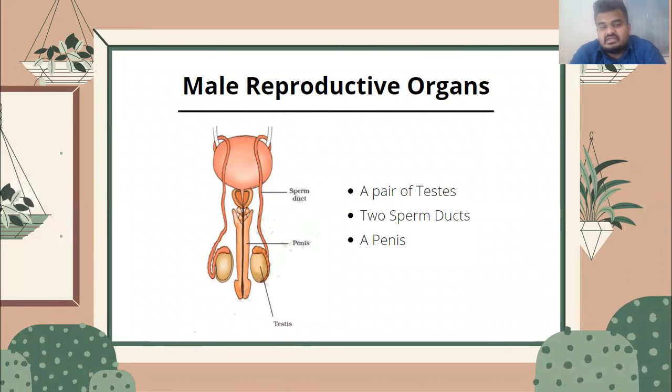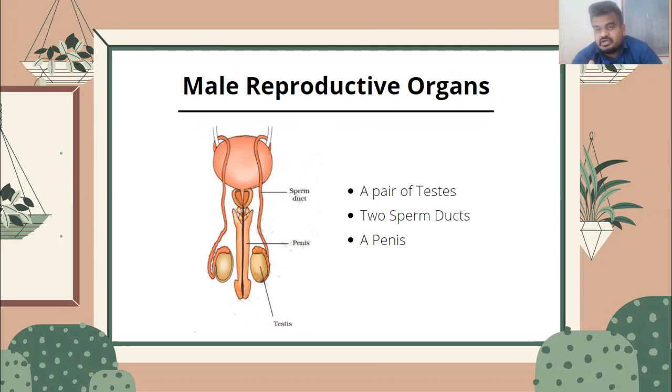So let's take a look at the male reproductive organs, in which mainly there are three parts, we can say. Like a pair of testes, and two sperm ducts. In this pair of testes, sperm is generated.